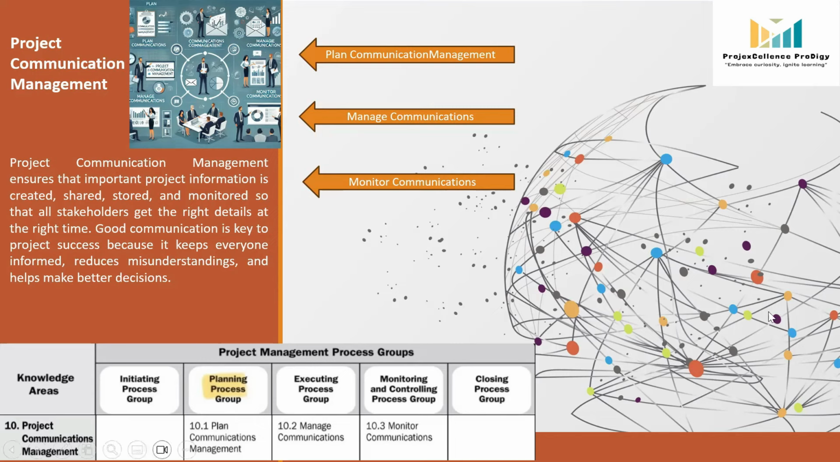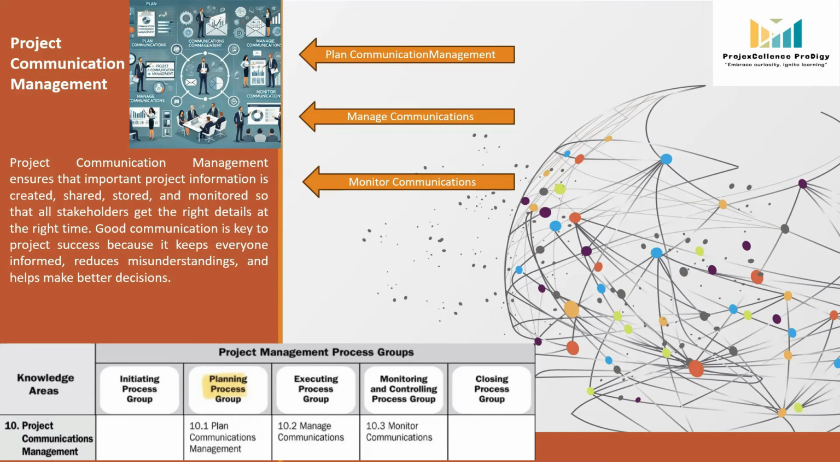First process is under planning process group. Second process is under executing process group. And third process is under monitoring and controlling process group. First process is plan communication management. In this process, we develop an appropriate approach and plan for project communication activities based on the information needs of each stakeholder and what kind of organizational assets, communication medium we have and what is the need of the project.